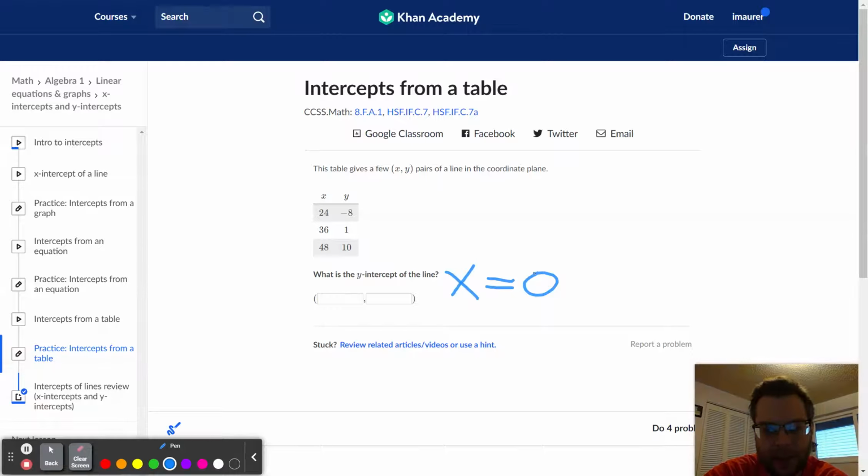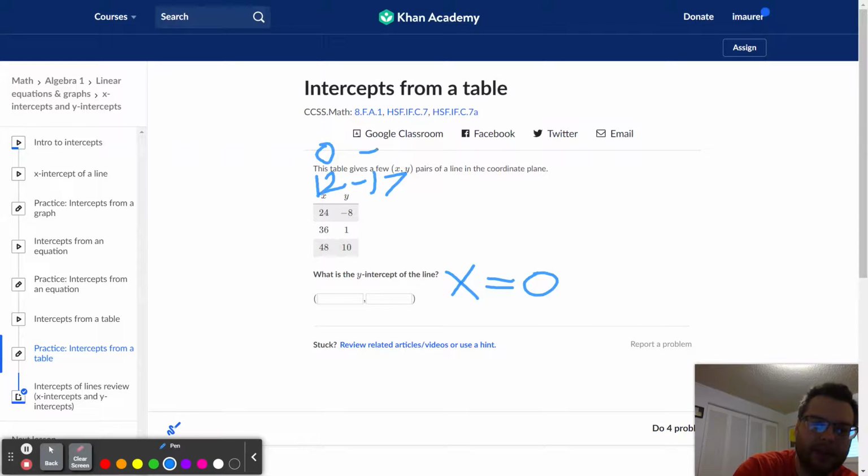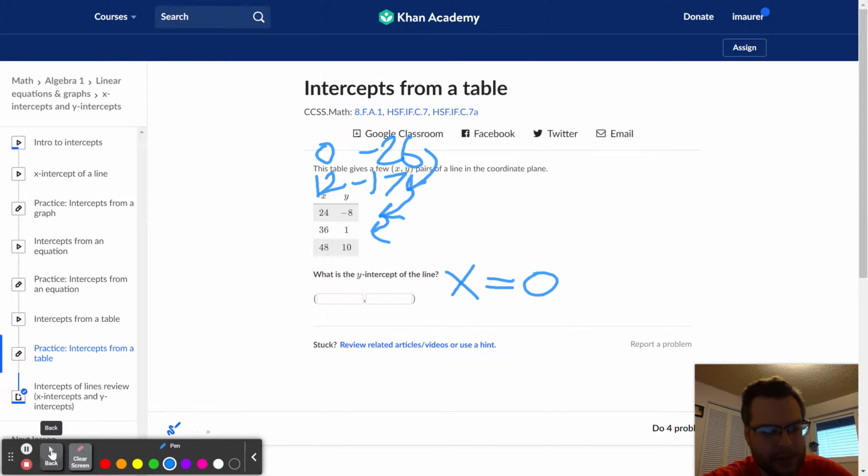If I work backwards, I can have x equals 12, and then work backwards again, and I can have x equals 0. When I look at my y values, my y is going up by 9. So if I work backwards by 9, I'll have negative 17. If I work backwards by 9 again, I'll have negative 26. Let me just double check that that works. If I go plus 9, it gets to negative 17, plus 9, it gets to negative 8, plus 9 gets to 1. That seems to be good. And so then you type in your y-intercept as 0 and negative 26.